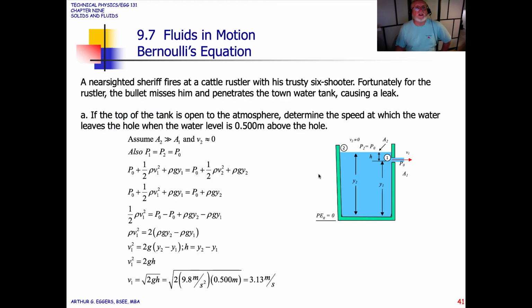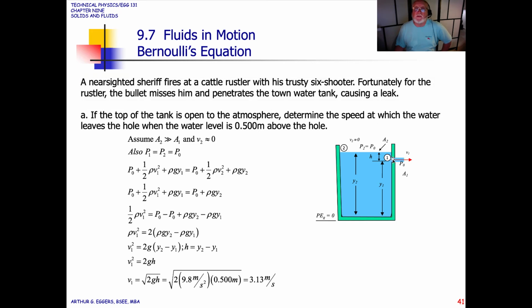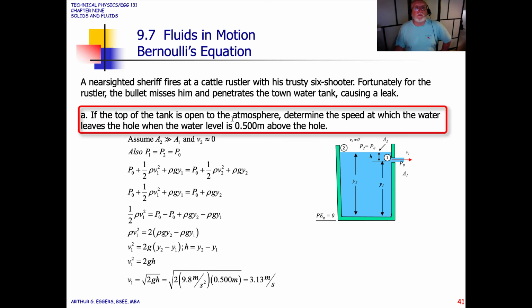So let's look at a little example. A nearsighted sheriff fires at a cattle rustler with his trusty 6-shooter. Unfortunately for the rustler, or fortunately for the rustler, the bullet misses him and penetrates a water tank, the town water tank, causing a leak. And we can see up top here, there's where our bullet hole went through. If the top of the tank is open to the atmosphere, determine the speed at which the water leaves the hole when the water level is a half a meter above the hole.